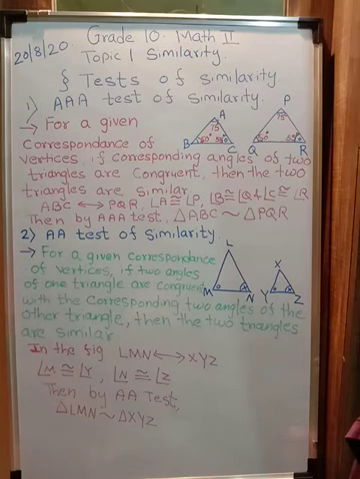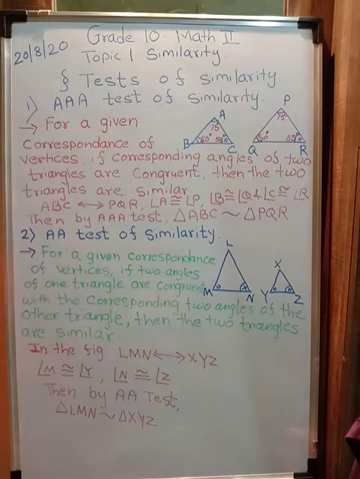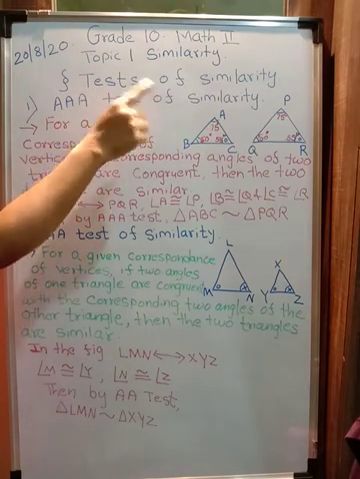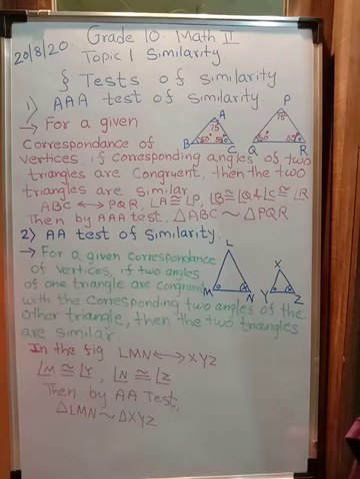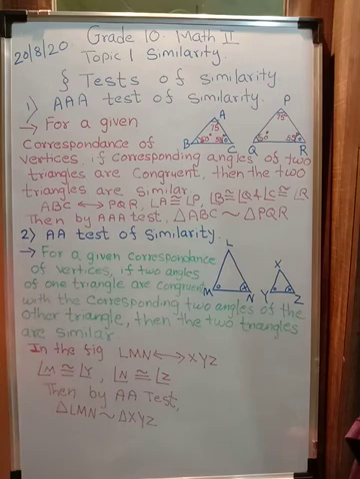And these conditions which are sufficient to prove that two triangles are similar, we call as tests of similarity. So let us see what we mean by tests of similarity. I hope the difference between being congruent and being similar is clear. If the sides are of the same measurements in both the triangles and angles are of the same measurement, then they are congruent. If sides are in proportion but angles are congruent, then they are similar.